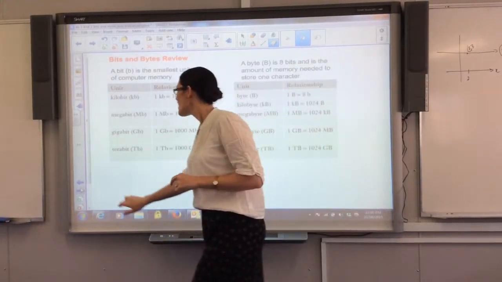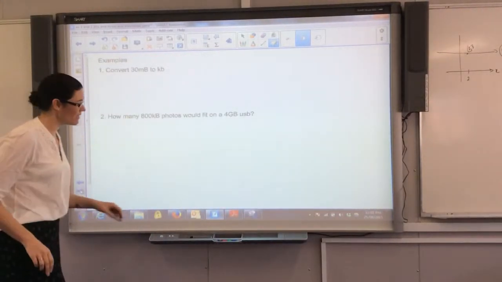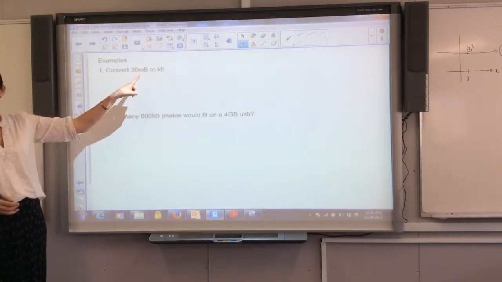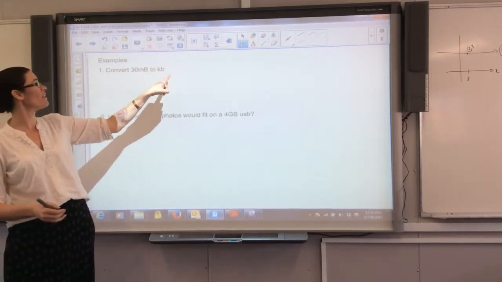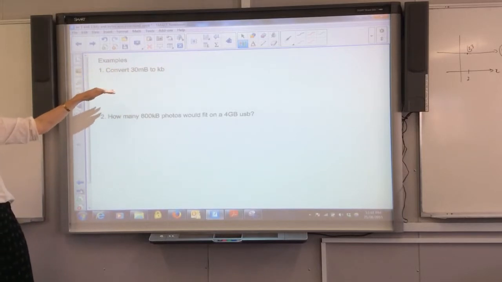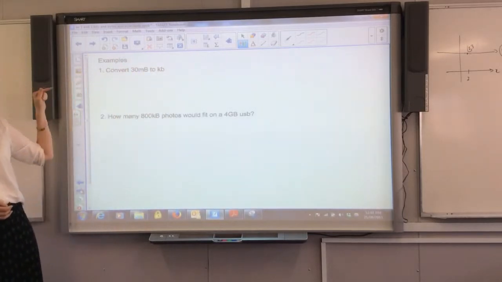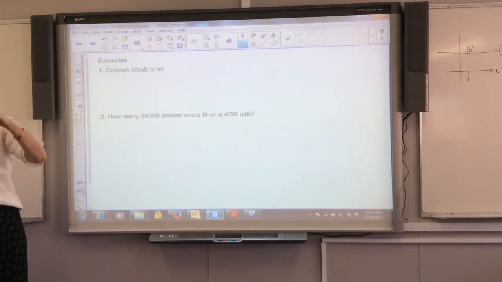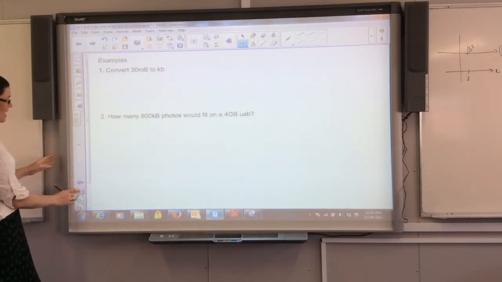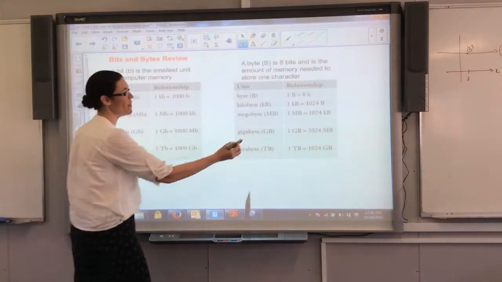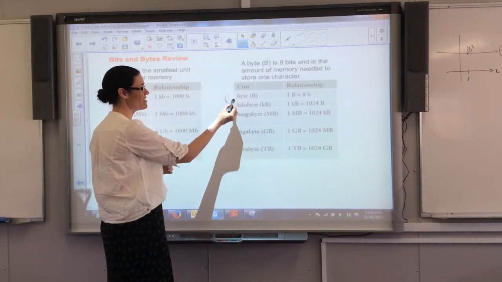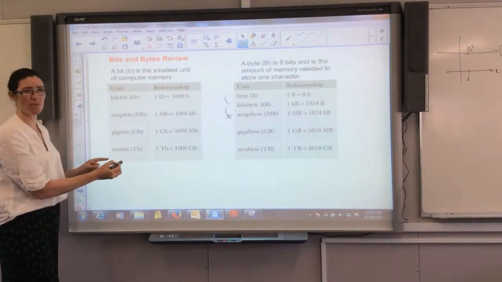Okay? So let's look at 2 little examples. The first one, I want to do 3 megabytes, remember capital B is bytes, to kilobits. So if I'm going from megabytes to kilobits, first of all, I have to go to just plain bytes and then convert across. I'm starting at megabytes, and I need to go down to what a byte is.